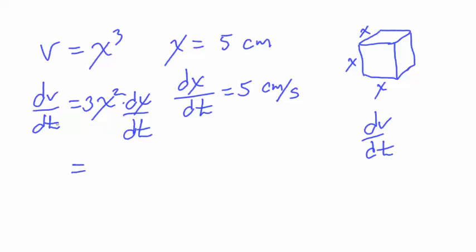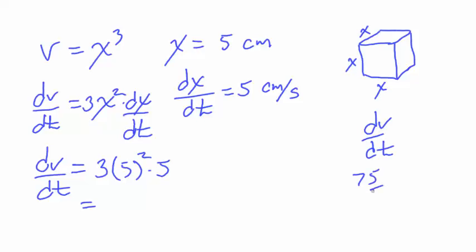Okay, so we're asked to find dv over dt. So that means that all we have to do now is just plug in our numbers. So we have 3, and then x is 5, and dx over dt is 5. Now remember, don't leave off our units. So we have 25 times 3 is 75, and 75 times 5. Do we know what that is? Well, we'll do some arithmetic over here.